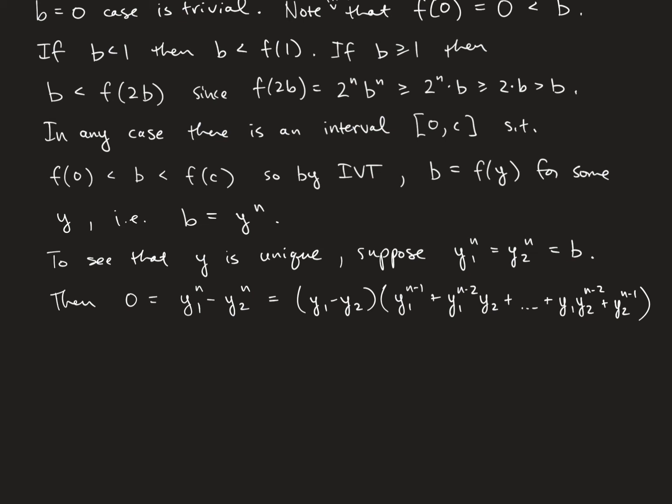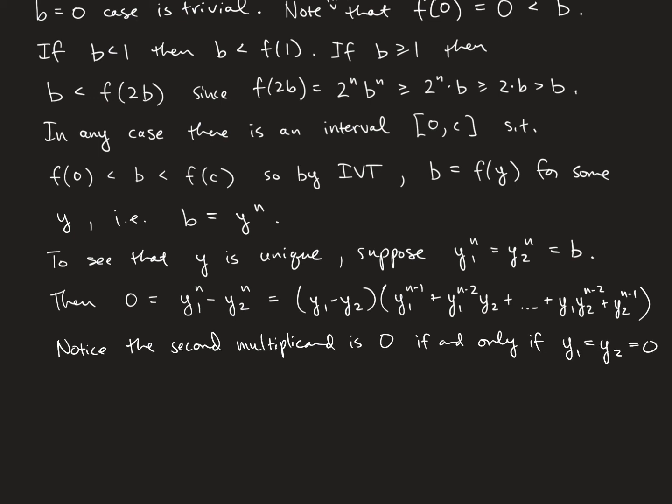Okay, so notice the second multiplicand is 0 if and only if y1 equals y2 equals 0, right? So in this case, we have uniqueness.